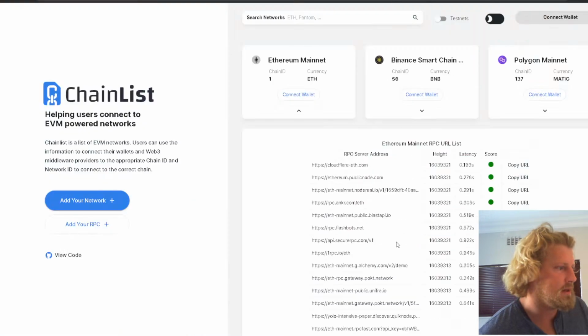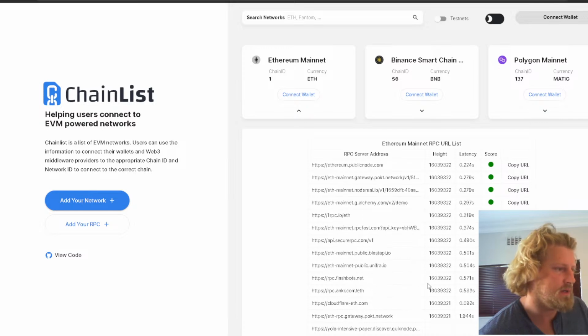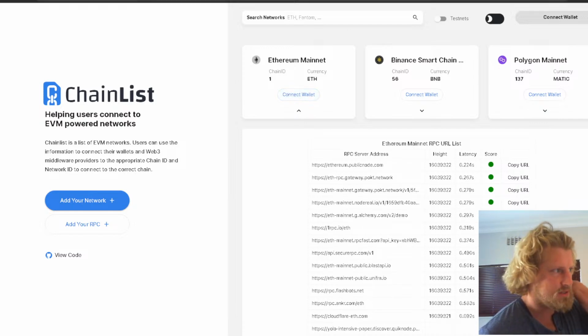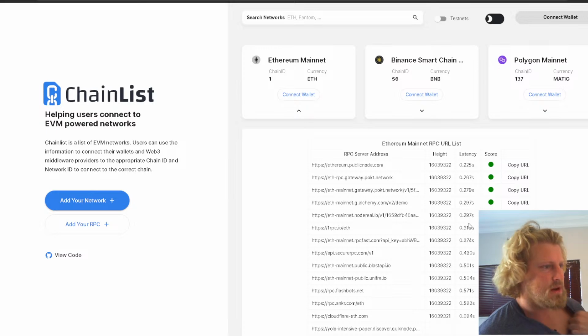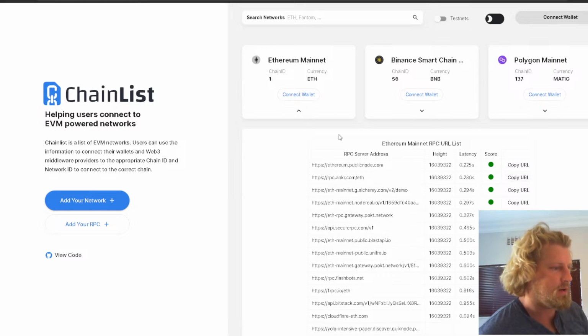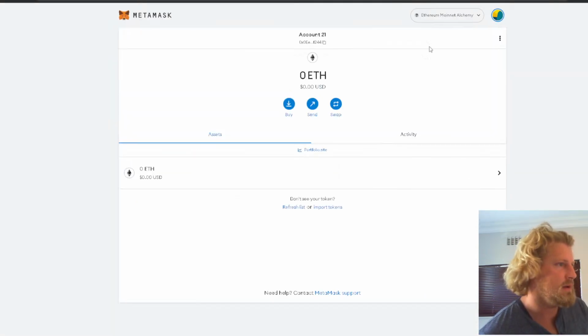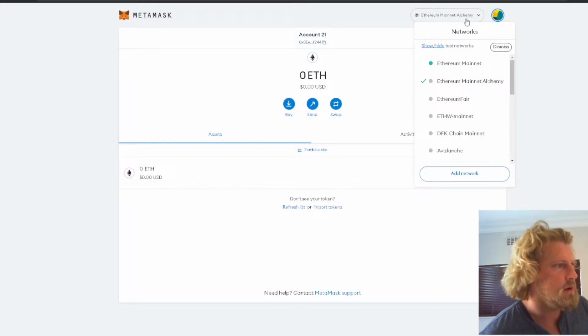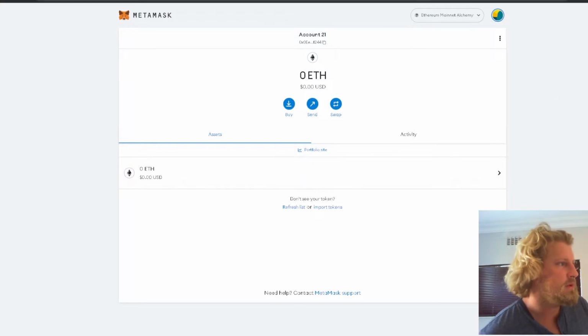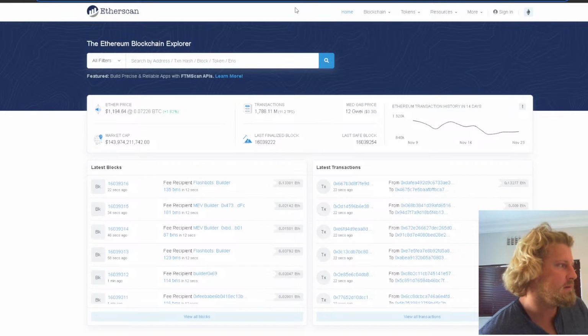Once again, you can get this on chainlist.org. You can see it over here. There it is, you just copy it. It keeps moving because the latency changes, so just make sure you copy the right one. Either way, all of these are fine. It won't be on Chainlist if it's not fine. And just like that, you have added and changed your RPC. Very simple, safe, and secure.